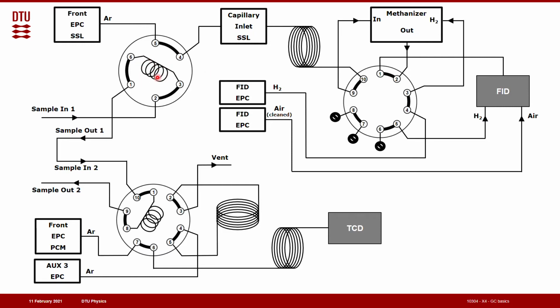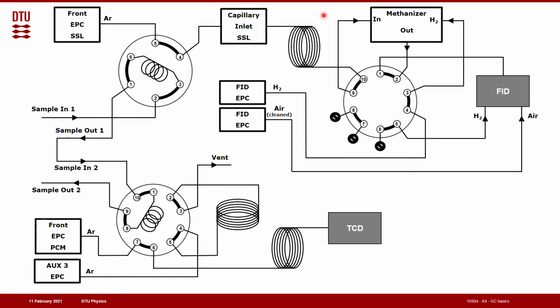Then we have sample loops, which is a small tube that's just curved around with a total volume of around a quarter of a milliliter, so around 250 microliters. And then we have a methanizer. A methanizer is simply capable of converting CO and CO2 into methane by running it over a hot catalyst together with hydrogen.